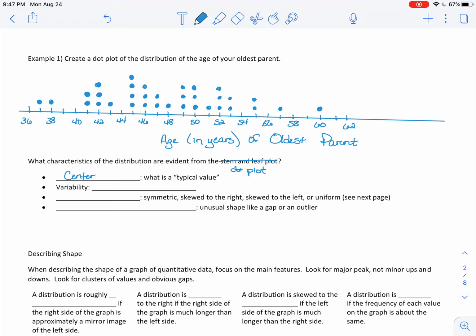For our variability, when I ask about variability, this is just asking how spread out the data is. There are lots of mathematical ways that we'll get into describing variability, but we started out by saying the youngest person was 37 and our oldest parent was 60. That's a way of describing the variability, how different these values were from our class. So we'll talk center, we'll talk variability, we will talk shape.